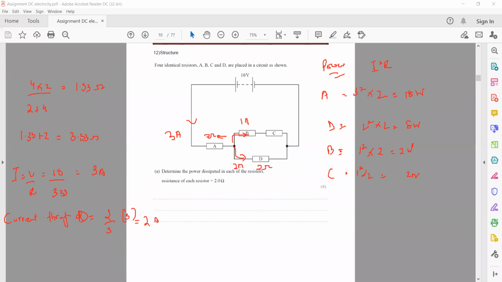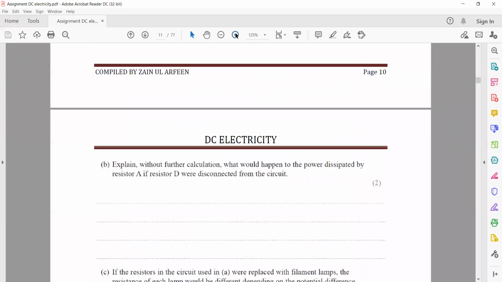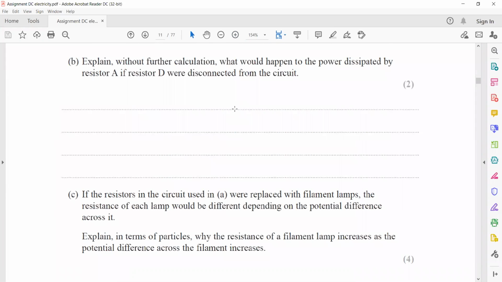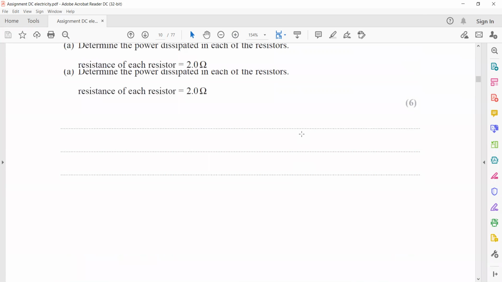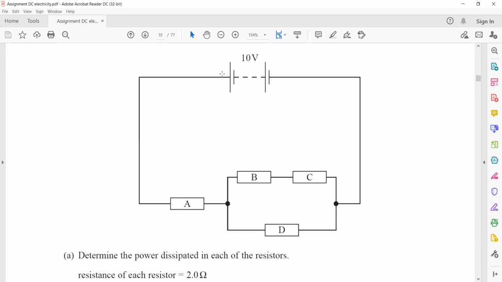The next part: explain without further calculation what would happen to the power dissipated by resistor A if resistor D was disconnected. So if we remove resistor D, it means all will come in series. So if all will come in series, what will happen to the total resistance of the circuit?